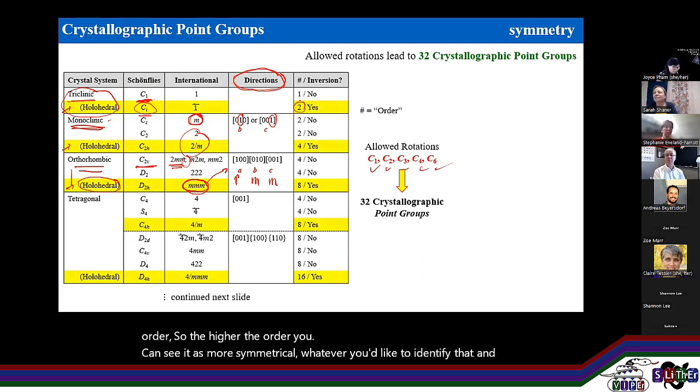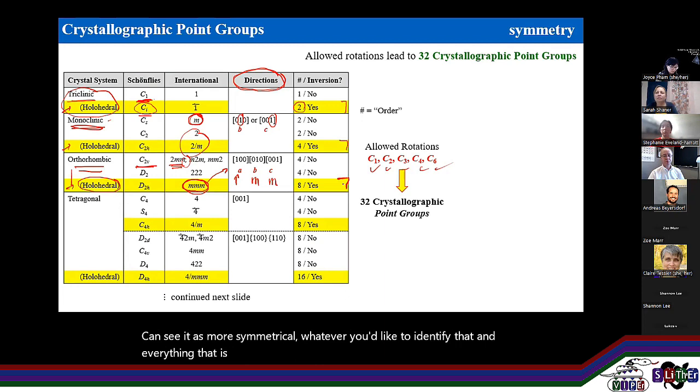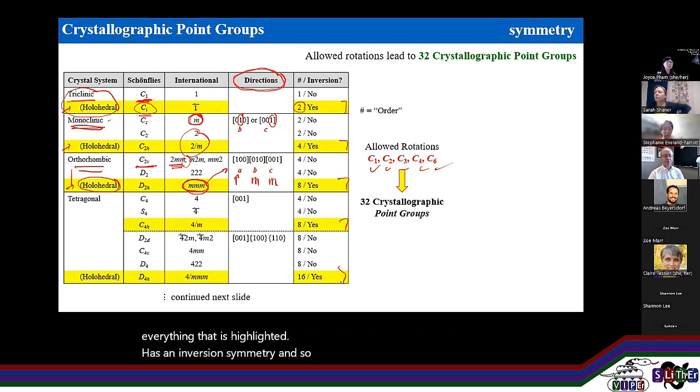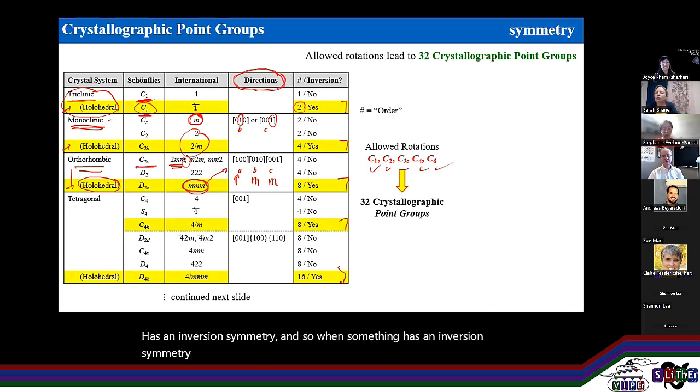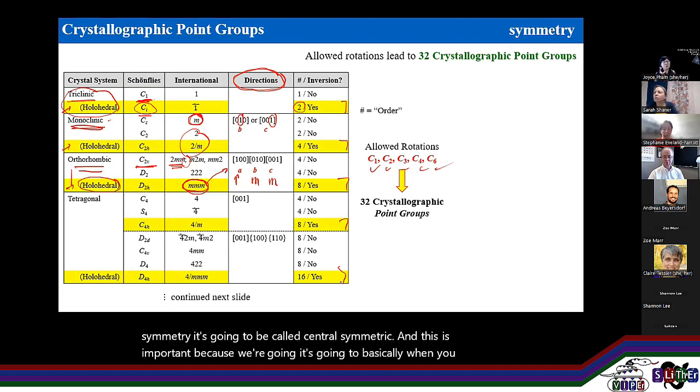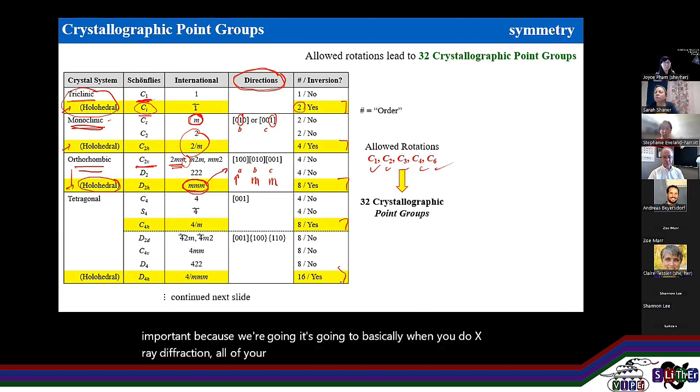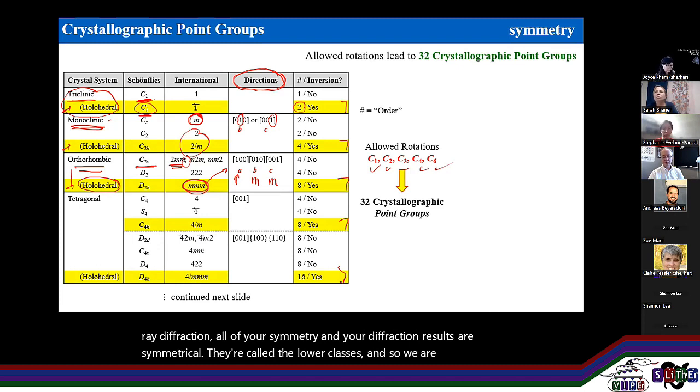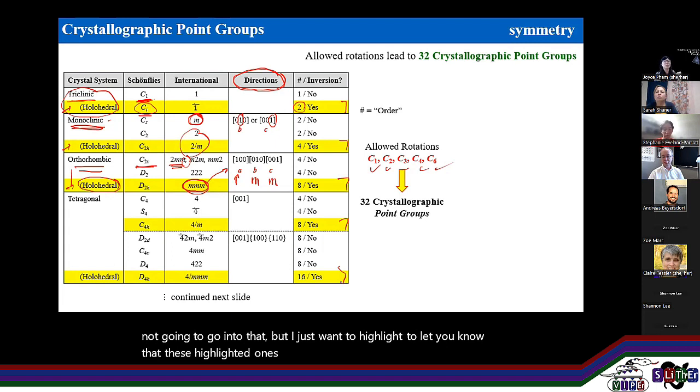And everything that is highlighted has an inversion symmetry. And so when something has an inversion symmetry, it's going to be called centrosymmetric. And this is important because when you do X-ray diffraction, your diffraction results are symmetrical. They're called the Laue classes. We're not going to go into that, but I just want to let you know that these highlighted ones are the ones you may see when you're doing X-ray diffraction experiments.